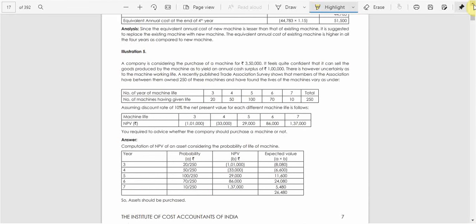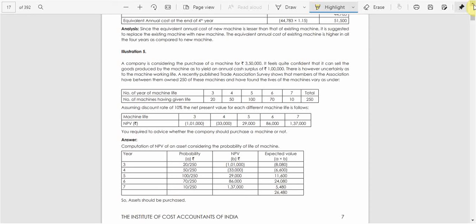Here the company is considering to purchase a machine of 3,50,000 cost. It feels quite confident that it can sell the goods produced by the machine so as to yield an annual cash surplus of 1 lakh rupees. There is, however, uncertainty as to the machine's working life.